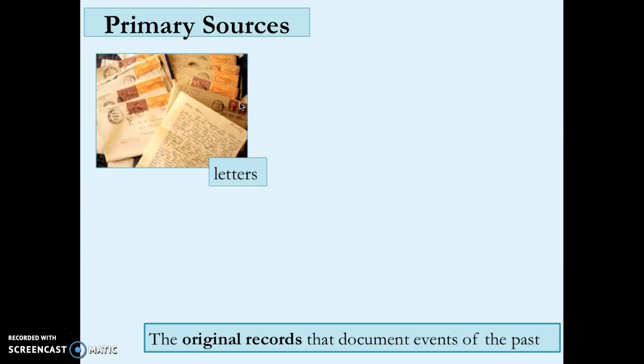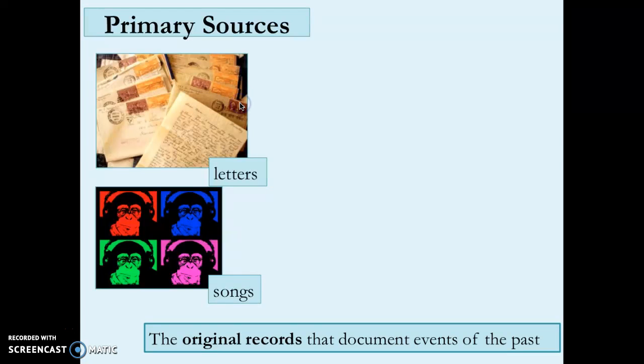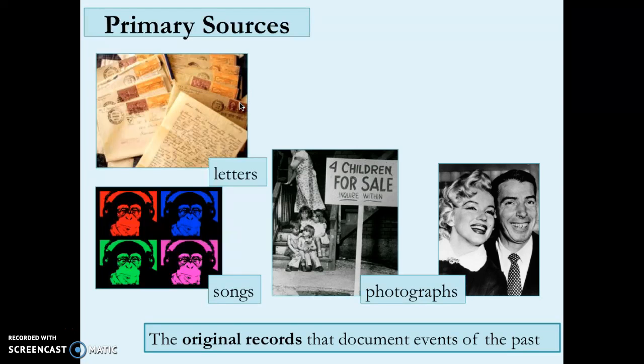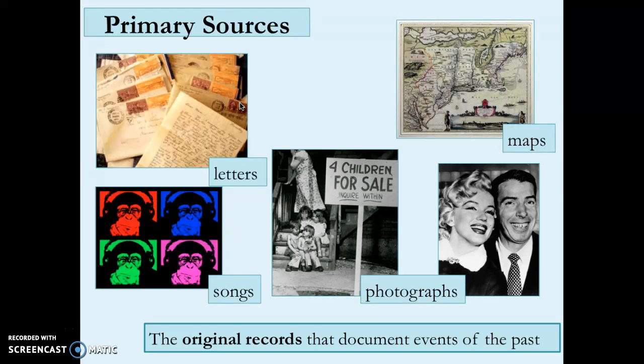So primary sources are those original documents or records that are able to record events of the past. This could include letters, songs, photographs, maps.